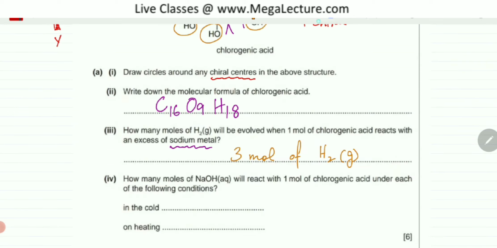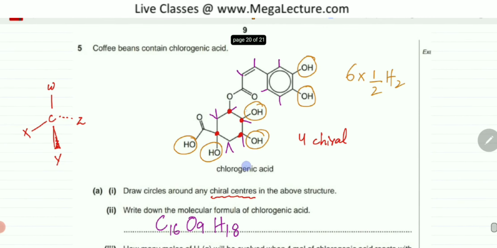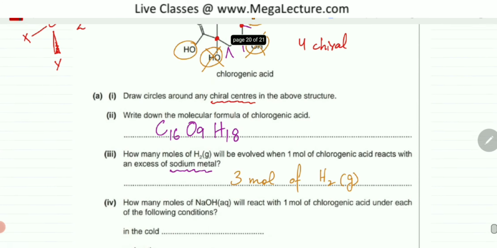So in the cold, this is what we're going to apply. So I'm going to remove the OHs that are not going to react with NaOH. So this one is not going to react, this one is not going to react, this one is not going to react because they are normal alcohols. This one is a carboxylic acid because it's attached to a C double bond O group, OH. So that's carboxylic acid. This one is next to benzene, so that these are phenols. So 1, 2, and 3 OH groups are going to react.